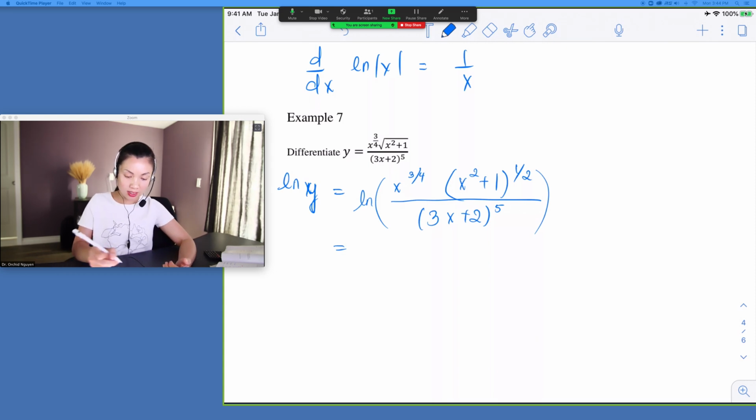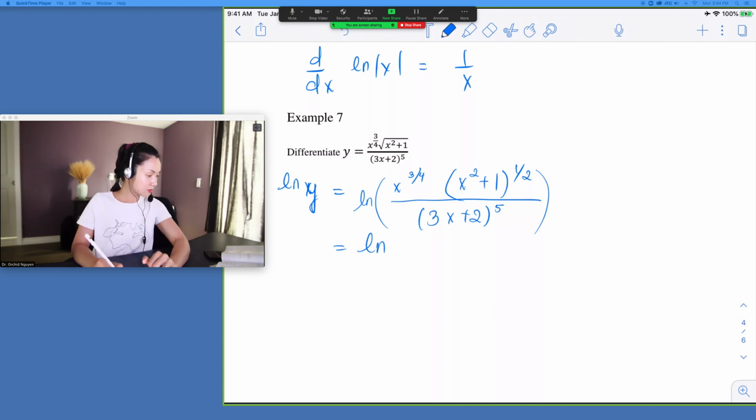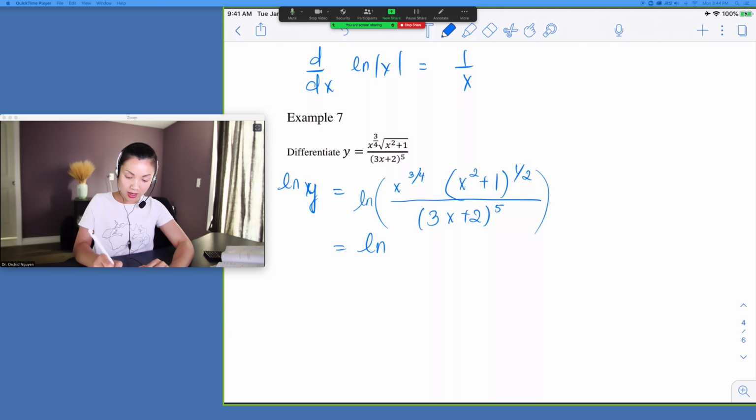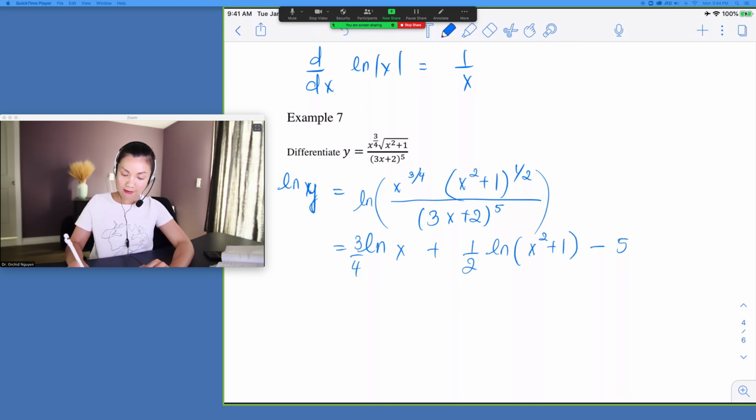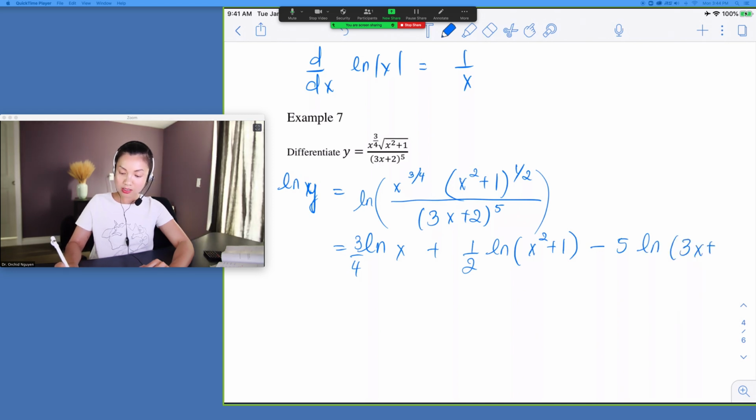So what is the product? That would be ln, and then you can split it. So what we have right here is going to be 3/4 ln of x plus 1/2 ln of x squared plus 1 minus 5 ln of 3x plus 2.